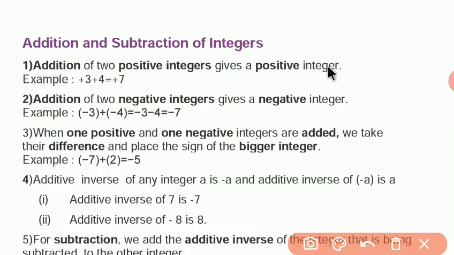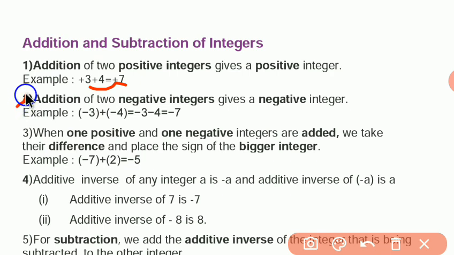gives a positive integer. It means we have to take two positive integers. Here we have taken 3 and 4 with positive sign. We have to add these two numbers. So 3 plus 4 is equal to 7. You can see 7 is also a positive integer. So if we add any two positive integers, we'll get the answer as a positive integer.